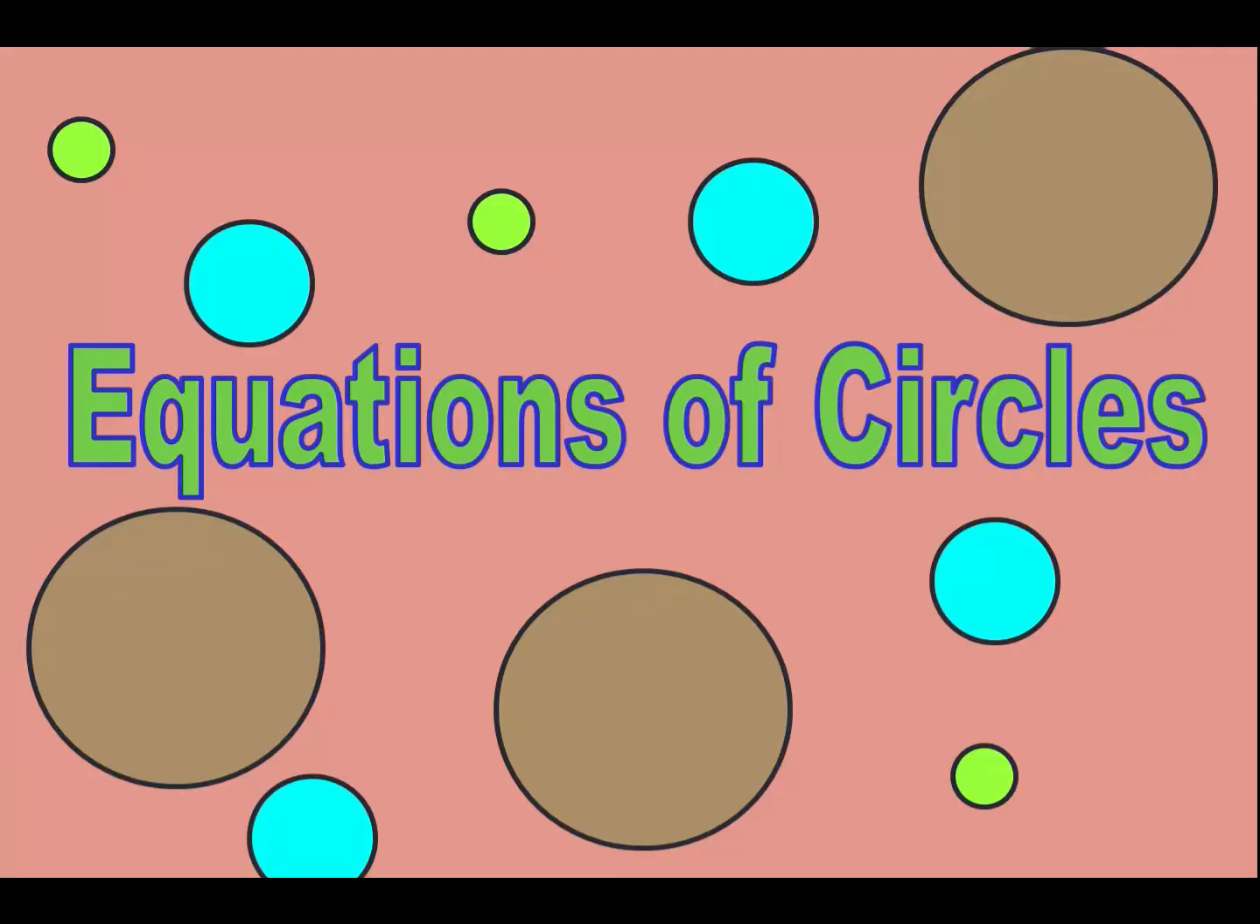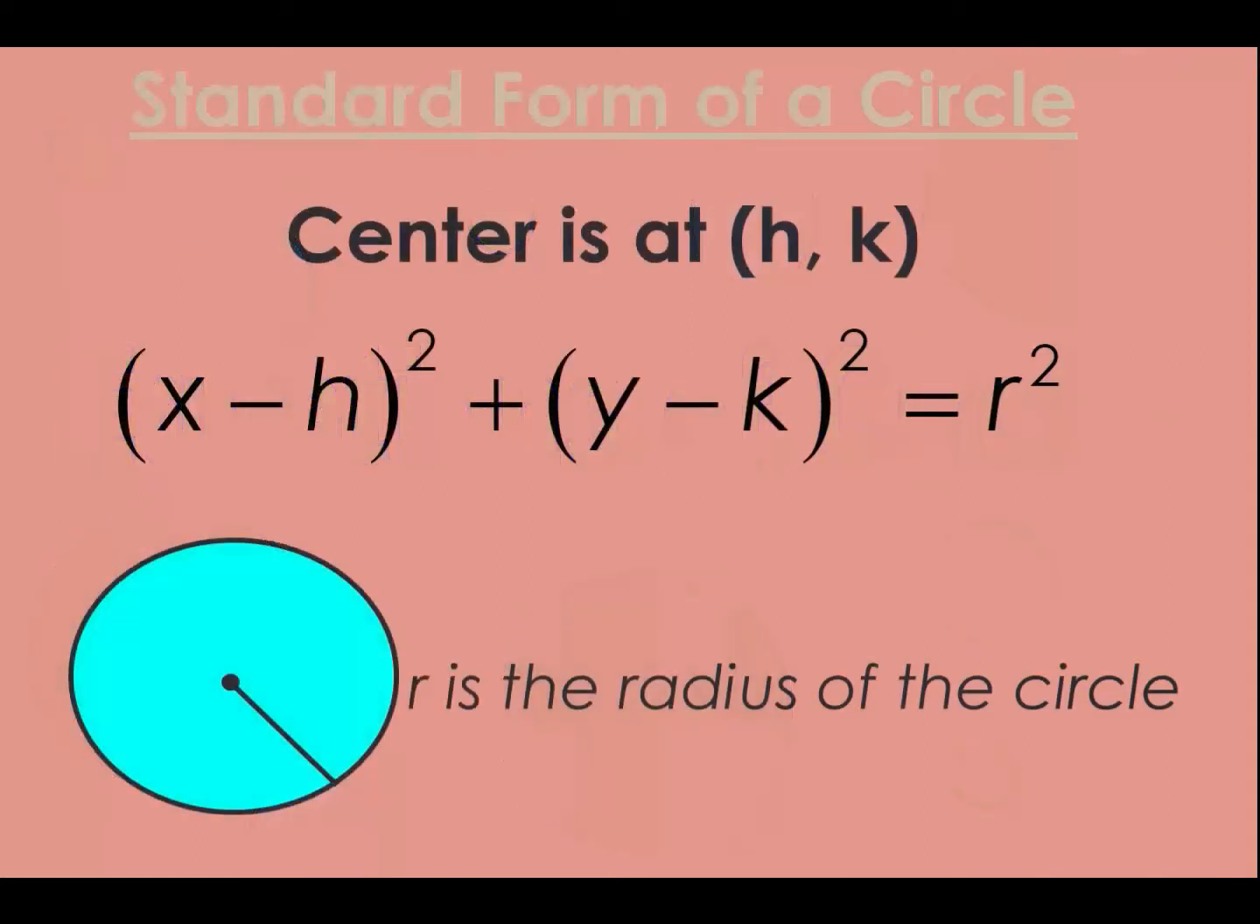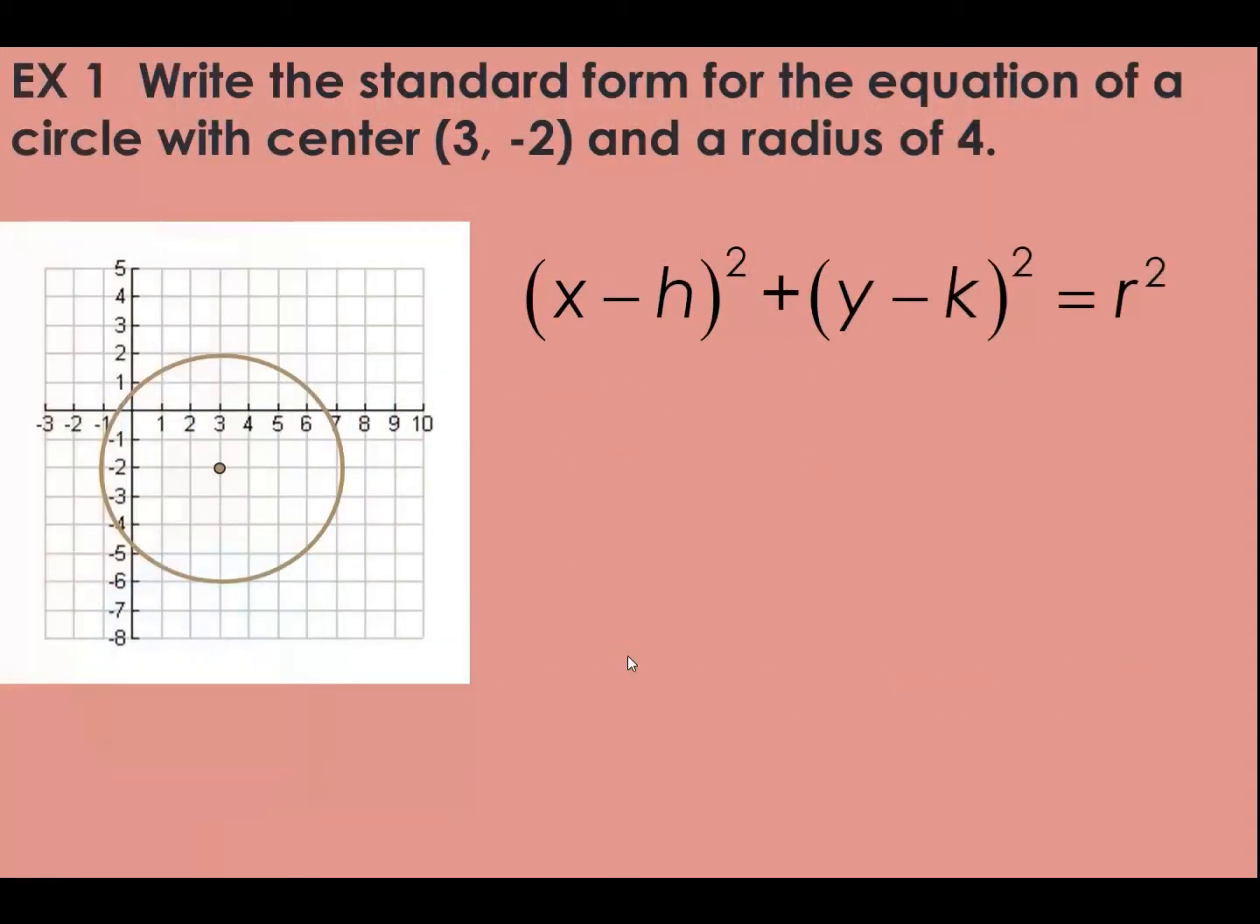Chapter 5, equations of circles. We said that each circle has an equation, and the standard form of the equation is x minus h squared plus y minus k squared equals r squared. r is the radius, and the center is (h, k). As in this example, given the center (3, negative 2) and the radius 4, you need to write the standard form of the equation. So just follow the rule.